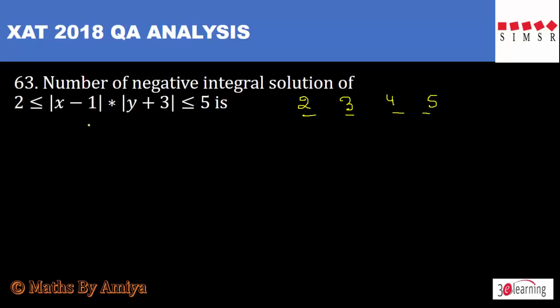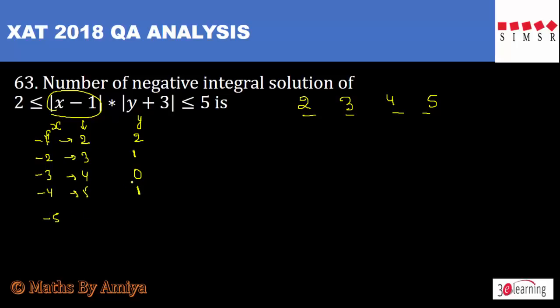For the mod of x minus 1, we have to go with x and y. If I take x equal to minus 1, minus 2, minus 3, minus 4, this becomes mod of x minus 1, nothing but 2. This becomes 3, this becomes 4, this becomes 5. If this is the value of x, the outcome should be this. If y is minus 1, this becomes 2. For minus 2, this becomes 1. For minus 3, this becomes 0. For minus 4, this again becomes 1. For minus 5, if I put y equal to minus 5, this becomes nothing but 2.